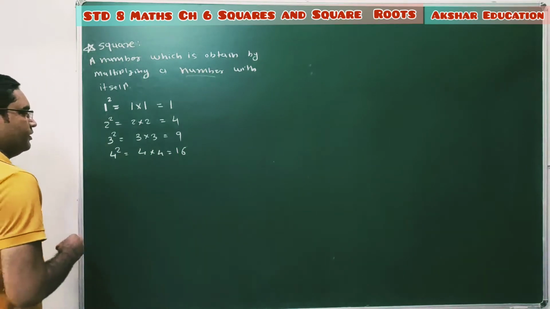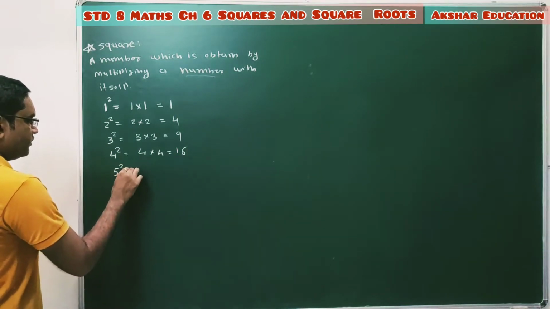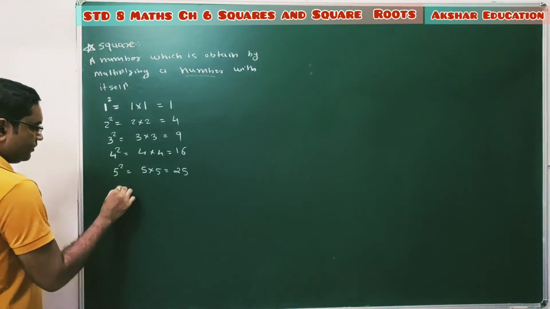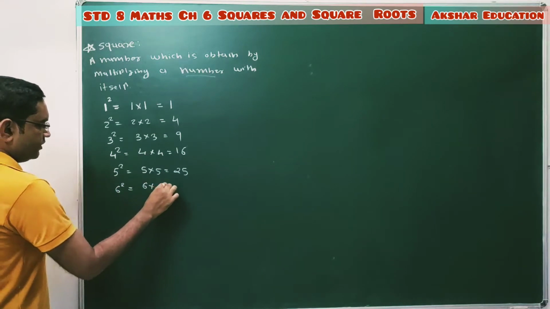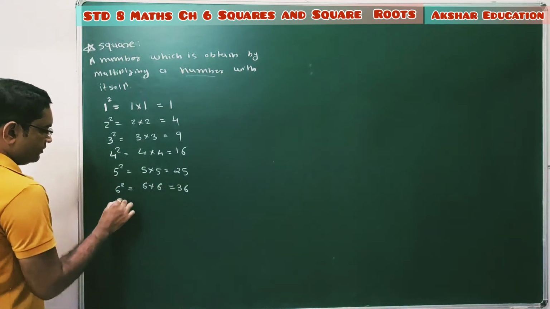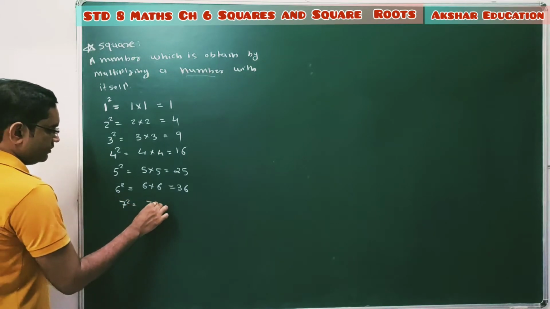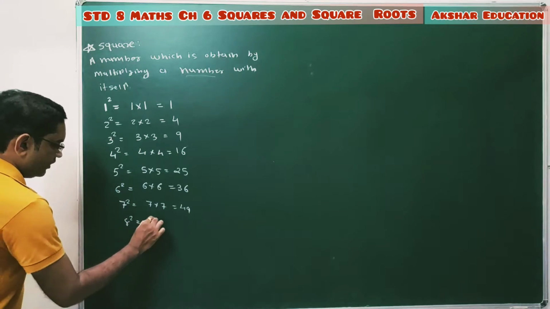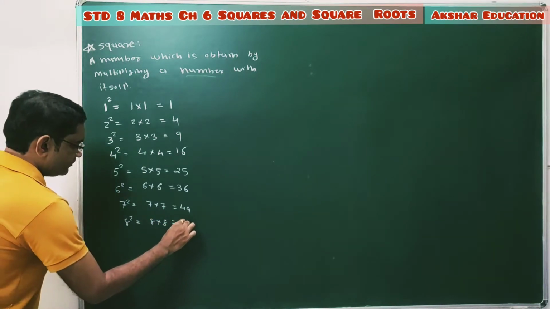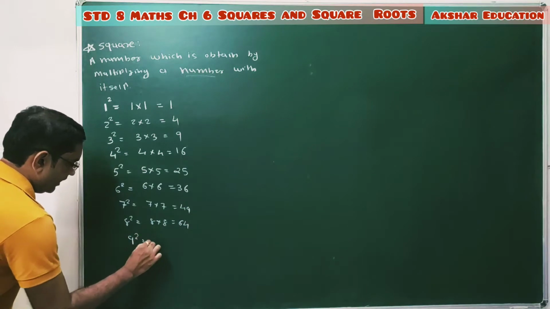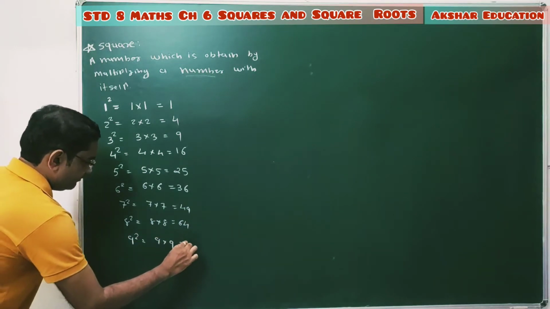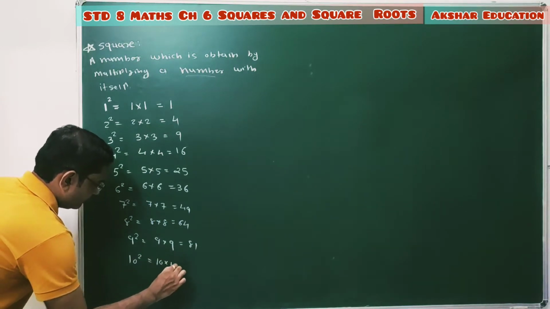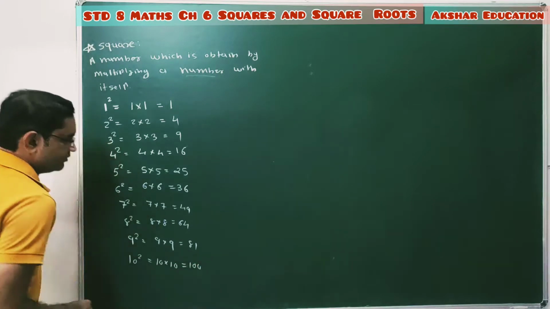So 4 square is 16. 5 square, so it's a 5 5 25. 6 square, so 6 6 36. 7 square, 7 7 49. 8 square, it's a 8 8 64. 9 square, so multiplication of 9 with 9 is 81. 10 square, multiplication of 10 with 10 is 100.